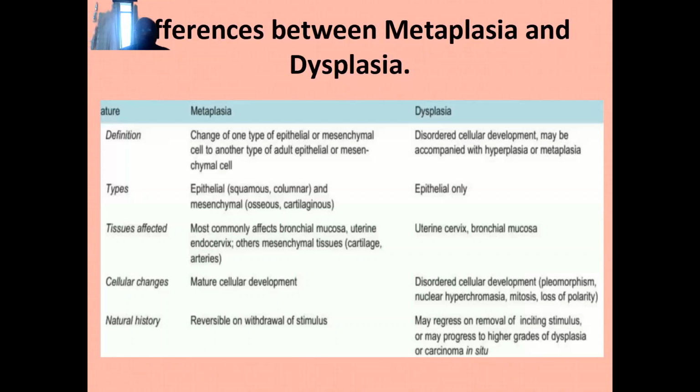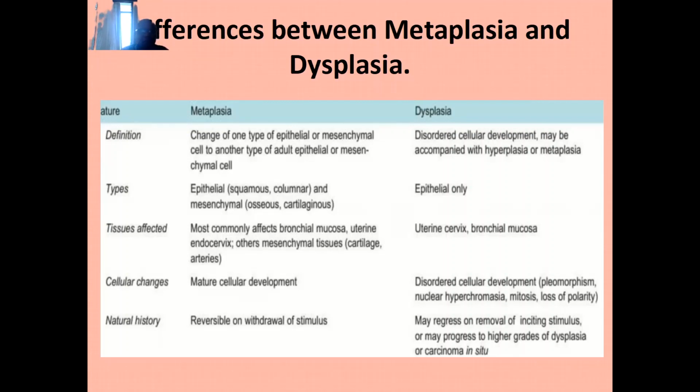The difference between metaplasia and dysplasia is what? The difference is that by nature, metaplasia is defined as a change of one type of adult epithelial or mesenchymal cell to another type of adult epithelial or mesenchymal cell. In dysplasia, there is a disorder in cellular development that may be accompanied with hyperplasia or metaplasia. So in types, metaplasia involves epithelial cells, which are squamous or columnar, or mesenchymal cells like, for example, osseous and cartilage. But dysplasia is purely epithelial cells.